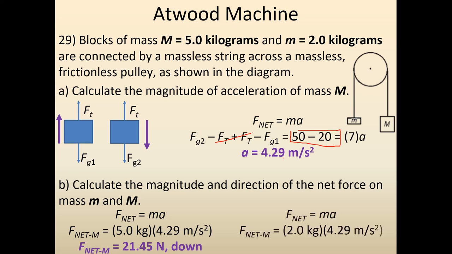For the little mass, we do the same thing. We just change the mass to 2, and we end up getting 8.58 newtons, this time going upwards. Notice how these net forces are matching direction with the acceleration, because net force always points in the same direction as the acceleration. All right.